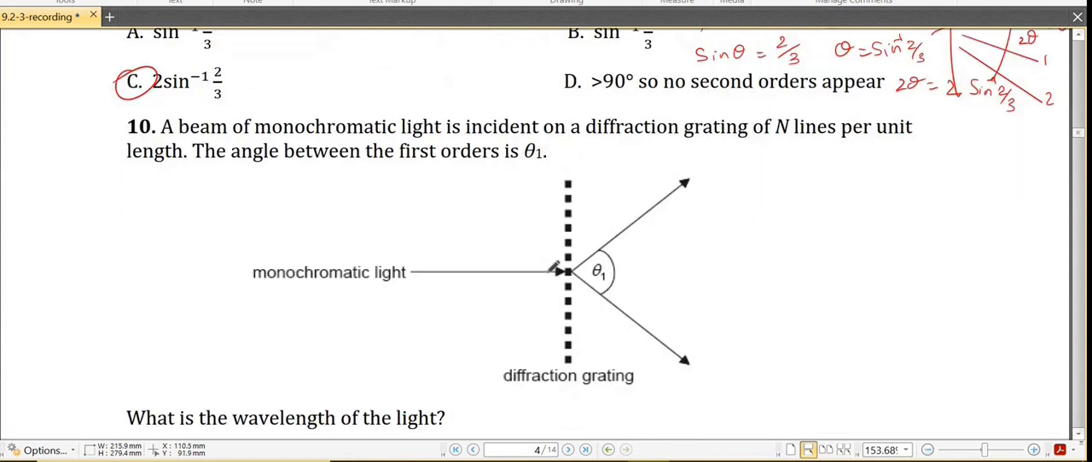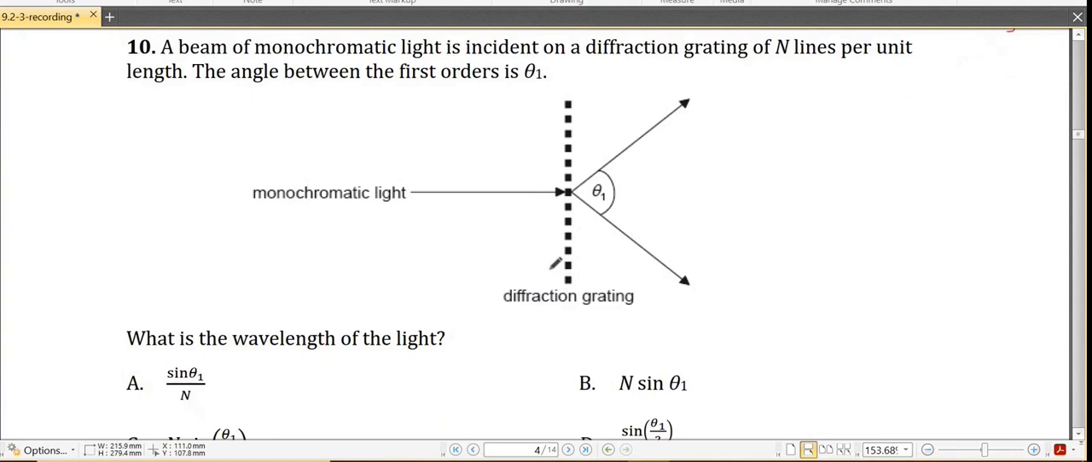Moving on to number 10. A beam of monochromatic light is incident on a diffraction grating with N lines per unit length. The angle between the first orders is theta 1. So what is the actual angle of diffraction? It will be theta 1 upon 2, right? So what is the wavelength of the light? So let's look at the equation.